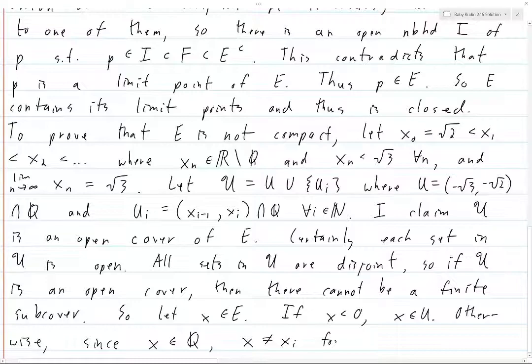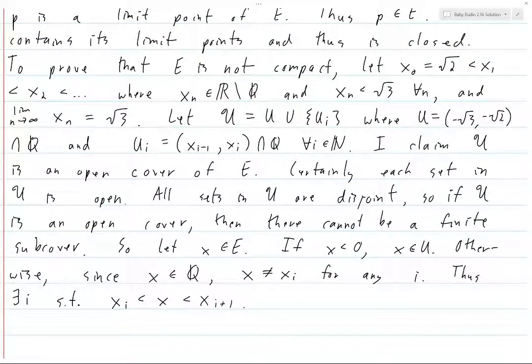And thus, there exists some i such that x is going to be between xi and xi plus 1. Because if x is positive, then x is strictly between root 2 and root 3, and it's a rational number in here. And so if you look at these discrete points, eventually, if you take the limit as i goes to infinity, then xi will go to root 3. So there has to be some i such that xi is greater than x. And then you just choose the smallest one of those. You choose the smallest i such that xi is greater than x.